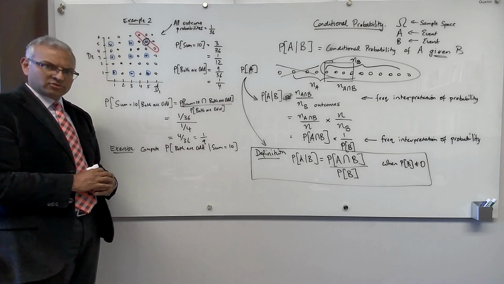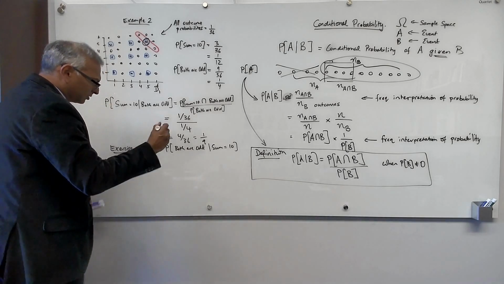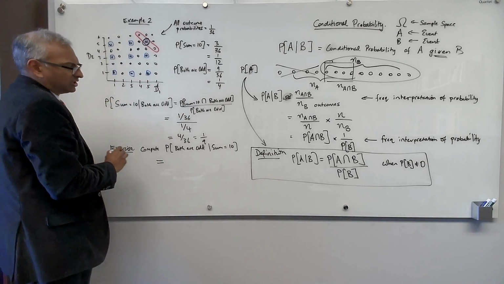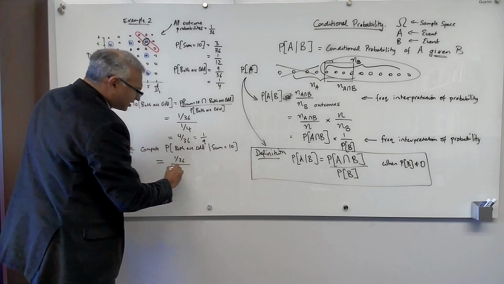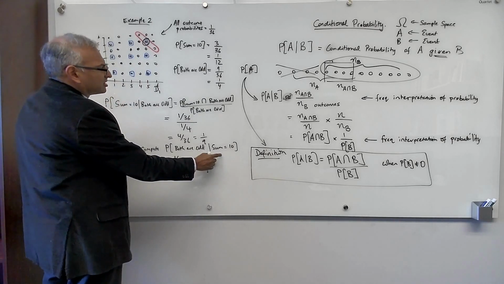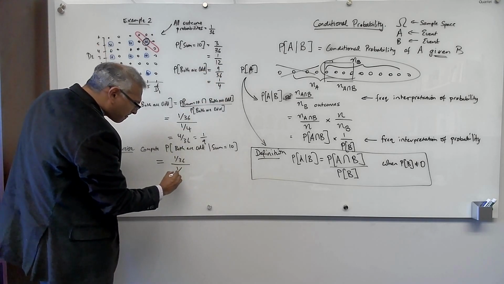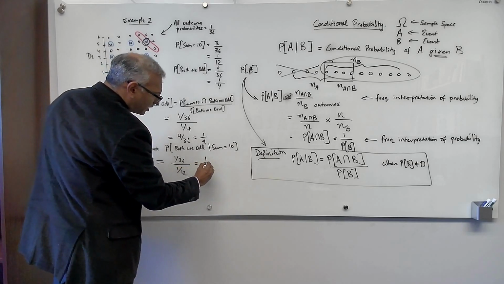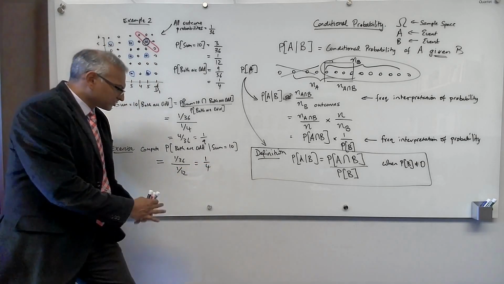So pause the video for a couple of seconds. 1, 2, 3, 4, 5. And if you're coming back and if you computed it, I'm going to tell you the answer. The answer here is, we need to compute the intersection, but that's the same. So it's 1 over 36 divided by the probability that the sum is 10, which is 1/12. So this is equal to 12 over 36, which is 1 over 3.